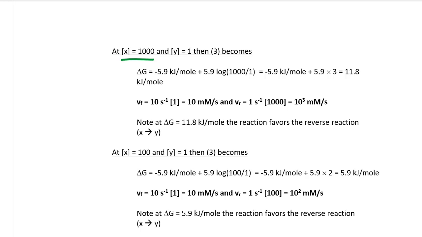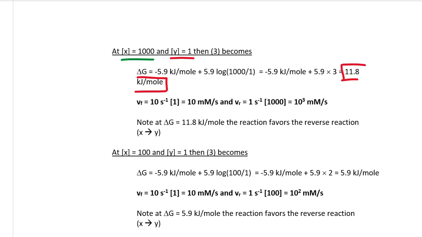So right off the bat, when we say the concentration of x equals 1000, we mean 1000 millimolarity. The concentration of y equals 1, we mean 1 millimolarity. So 1000 for x and 1 for y. We've calculated delta G for this reaction as we've done previously. Nothing has changed here. It's 11.8 kilojoules per mole, and at 11.8 kilojoules per mole, we have said that the reverse reaction is favored over the forward reaction.